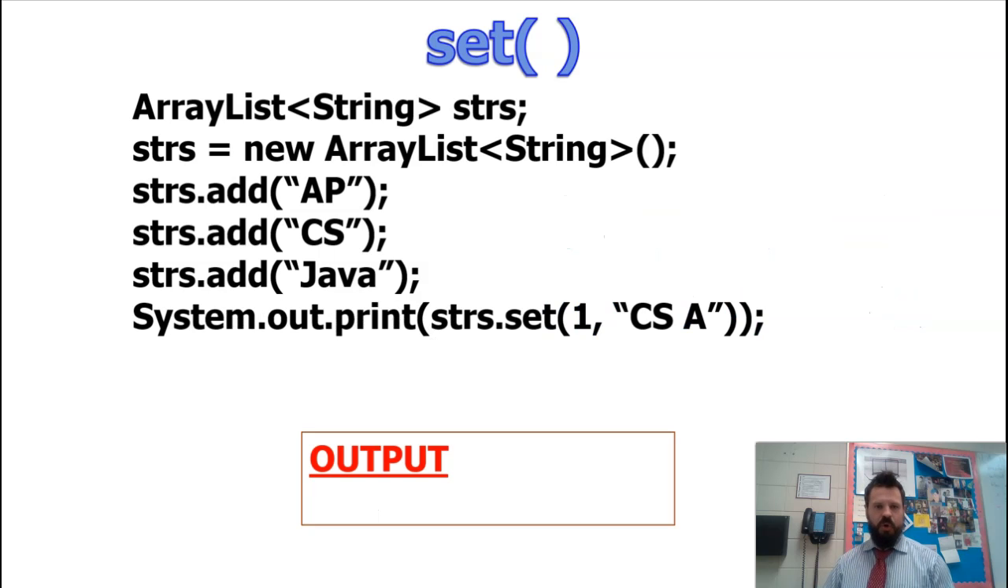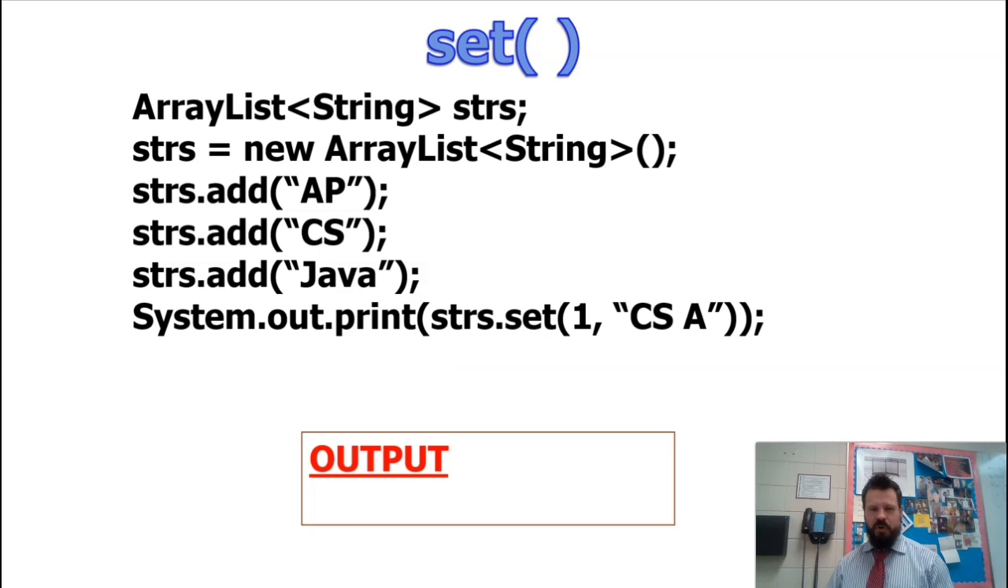All right, let's take a look at one more detail with my set method. Okay, I'm going to create the same array strs. I'm going to add the same original 3 elements to it. And now this time I'm going to print off what's returned by my set method. Okay, so the question is, what is this going to give me?